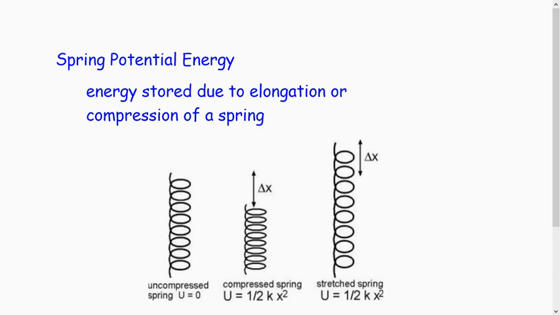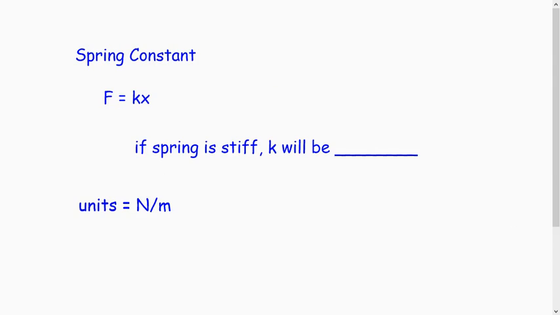Spring potential energy is the energy stored due to the elongation or compression of a spring. Notice the x that we plug into the equation. Potential energy is 1/2 kx squared. The x is the difference in the current length of the spring to the uncompressed spring, what its equilibrium position would be. So whether it's compressed or elongated, that difference is our x, and the spring constant is going to be the same regardless of whether the spring is stretched or compressed.